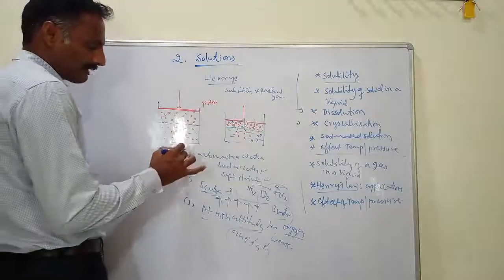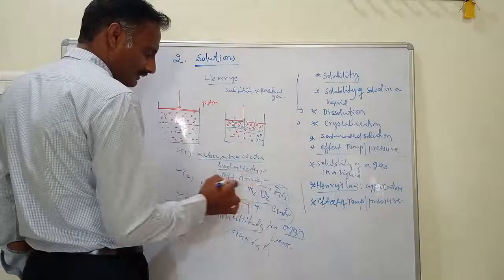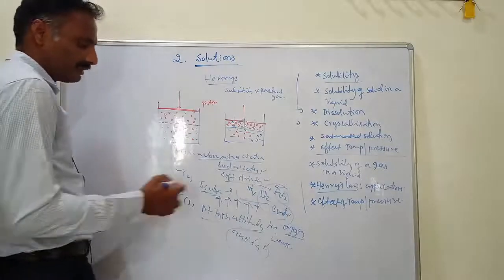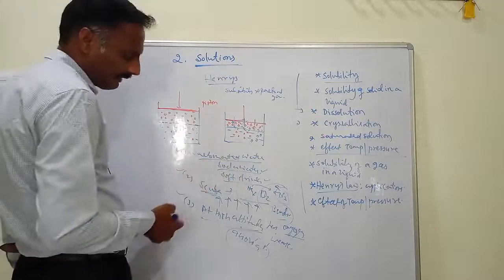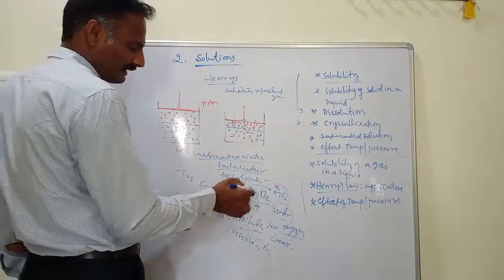And these are the three important applications of Henry's law. One is carbonated water or soda water. Soft drinks are prepared by the use of Henry's law here. Another one is scuba divers: their oxygen cylinders are loaded with helium here.